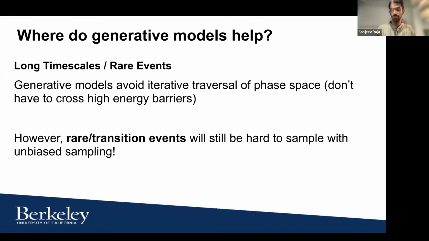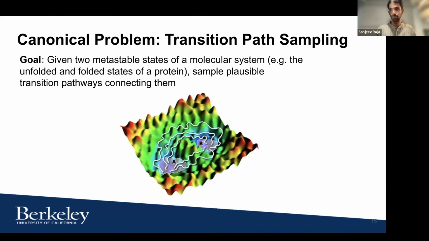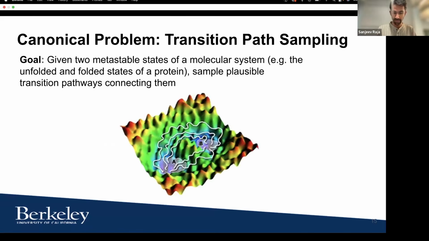If these rare events are not really present in the data set that was used to train a generative model, it's likely that it would still be hard to sample or see these kinds of rare events. A canonical problem that exemplifies this is that of transition path sampling. Many of you might be familiar with this problem, but given two metastable states of a molecular system, for example, the unfolded and the folded states of a protein, the idea is we want to sample plausible transition pathways connecting them.